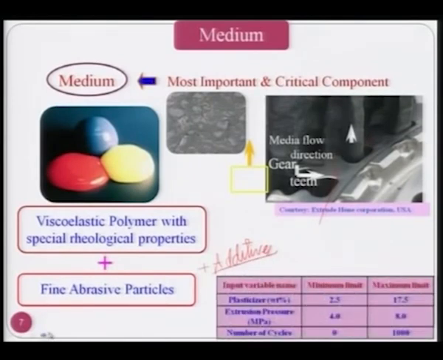Now here is just one composition of the medium which we had used in the lab at IIT Kanpur. Plasticizer varied in weight percentage from 2.5 to 17.5%. Extrusion pressure in megapascal varied from 4 to 8, and the number of cycles of finishing, the upper limit was 1000, leaving aside the exceptional cases.